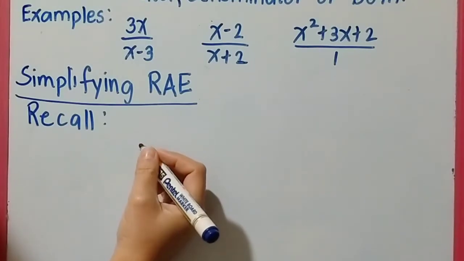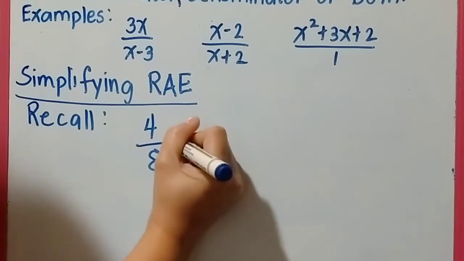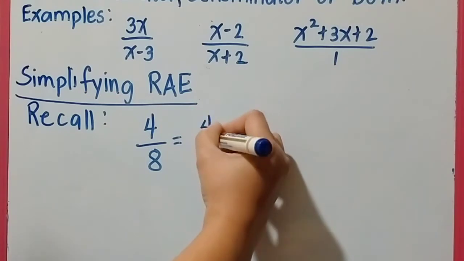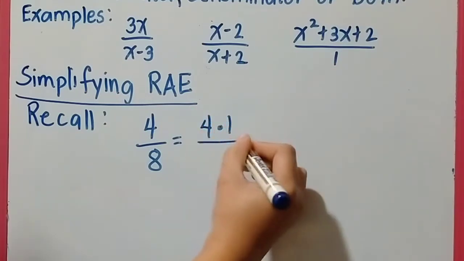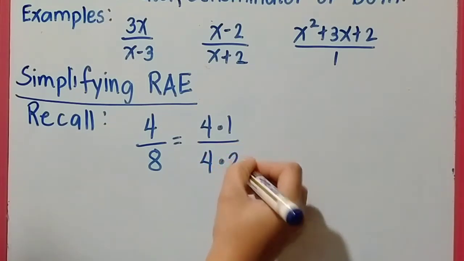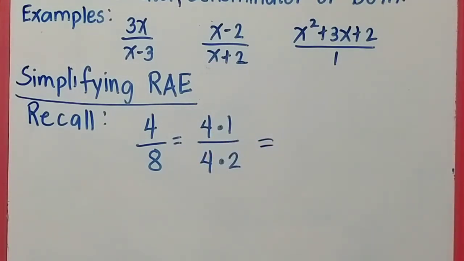How do we simplify a simple fraction? Let us simplify 4 over 8. To simplify this, all we have to do is to factor both numerator and denominator in such a way that there is a factor common to both of them. So, 4 over 8 can be written as, in the numerator, 4 times 1, and the denominator, 8, can be written as 4 times 2. As you can see, 4 is common to both numerator and denominator. So, we can cancel 4.